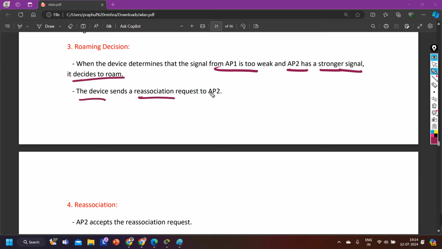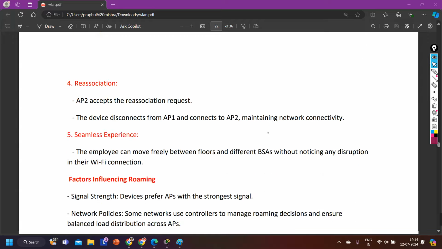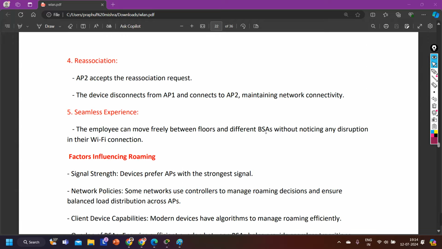So the device sends a reassociation request to AP number 2. Getting my point? So AP2 accepts the reassociation message. Once AP2 gets the reassociation message, it will accept, and the device disconnects from AP number 1 and connects to AP number 2, maintaining network connectivity, and it will happen quickly. Seamless experience. The employee can move freely between floors and different BSAs without noticing any disturbance or disruption in their Wi-Fi connection.